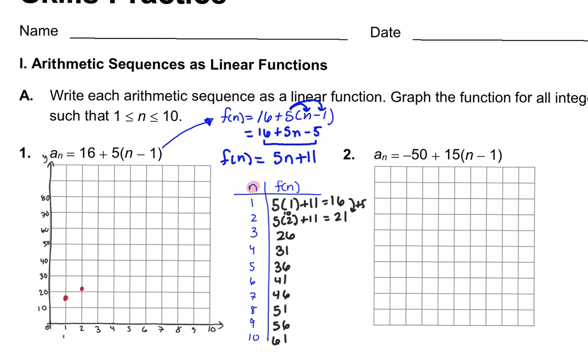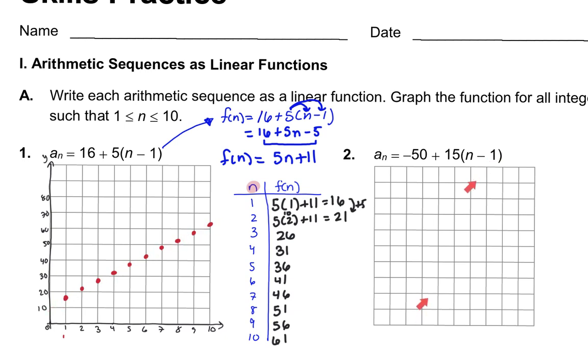Next one should be 26, which is a little bit past the halfway mark, then 31, then 36, then 41, then 46, then 51, and then 56, sorry, and then 61. If you notice, the dots make a kind of straight line. So what I want you to notice is that any arithmetic sequence, like I said yesterday, is going to be a linear function. That means it will give you something that is a straight line.